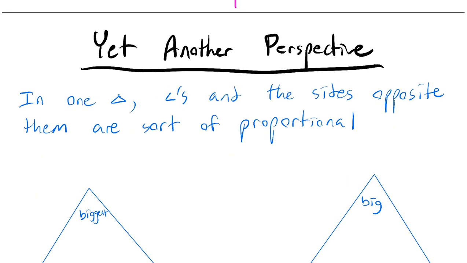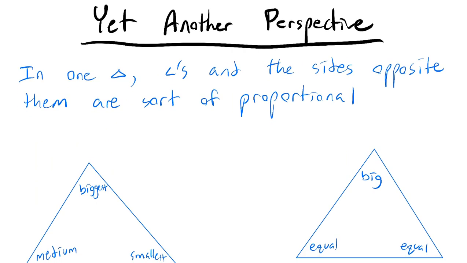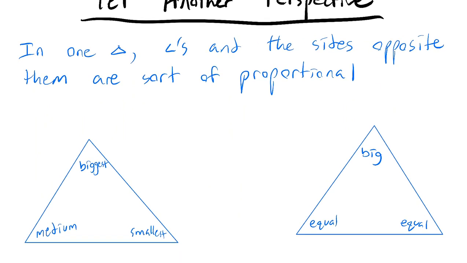Okay, but then what if there's even another perspective here? Okay, so another perspective is in one triangle, and we're going to get to this in multiple different ways too. So in one triangle, we actually have this relationship, and again, I'm foreshadowing the future, but we actually have that the biggest angle is opposite the biggest side.